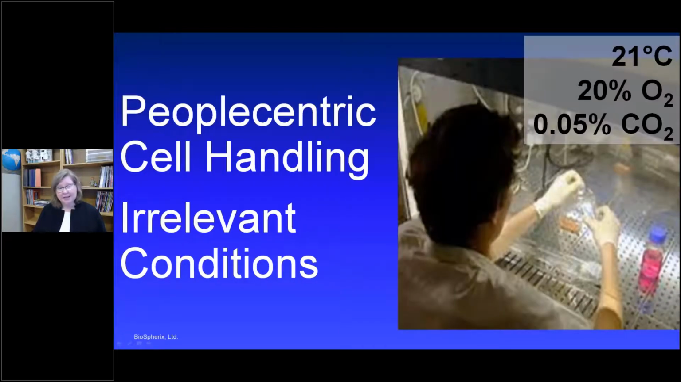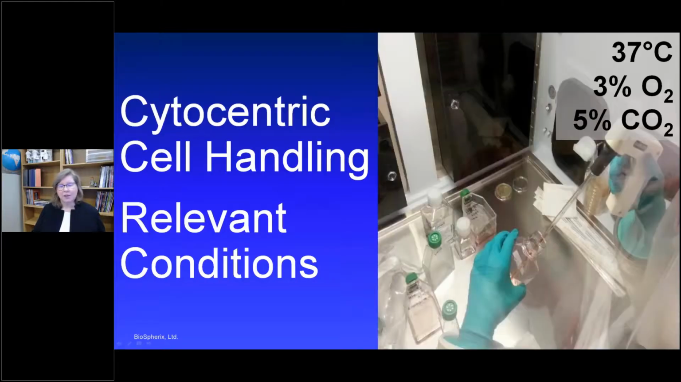Because in a BSC, it's even worse for cells. Not only is it hypocapnic, it's hyperoxic, and now the cells are cold, and this, of course, is the point at which they're highest risk for contamination. And you're handling them in, of course, completely irrelevant conditions for the cells or tissues. Whereas in a cytocentric cell handling space, you can have full-time relevant conditions. Even the floor is warm to 37 degrees, so that the cells are never even cold.